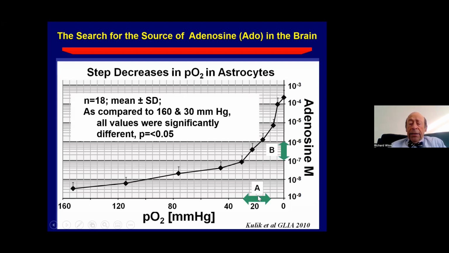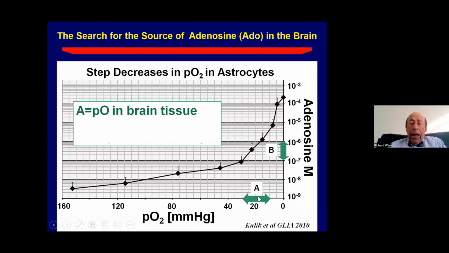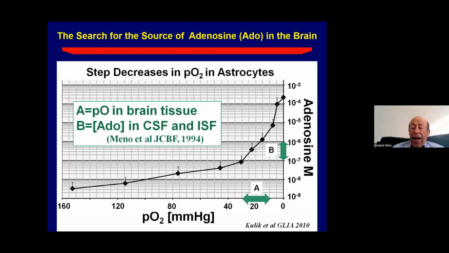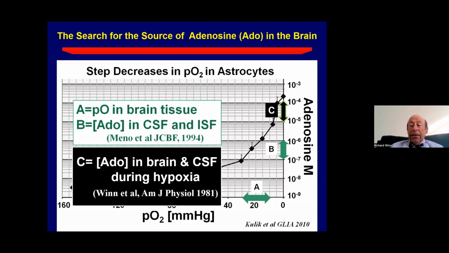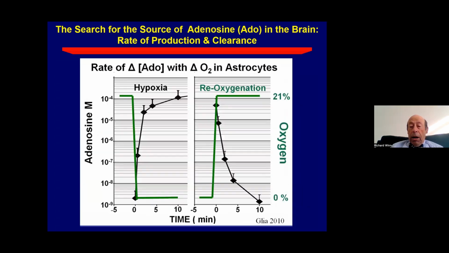significant. And just to remind you, A shows the resting oxygen level in brain tissue, and B shows the levels of adenosine that we found in brain. So again, the steepest part of the curve is where we see resting levels. And here, which goes back to this original curve I showed you on the isolated vessel. And C is the levels of adenosine found in brain during hypoxia. So again, this fits with our hypothesis.